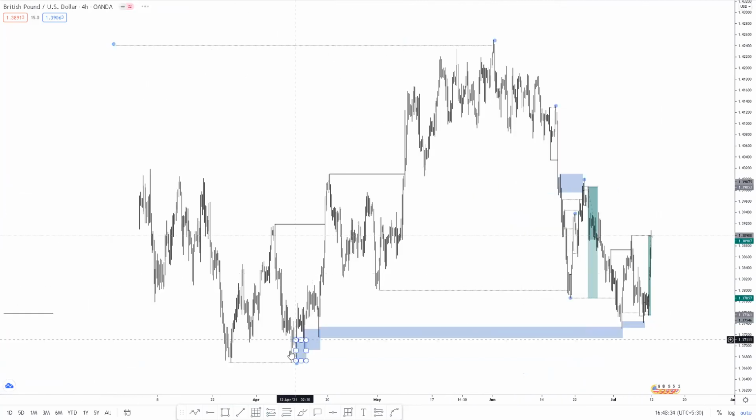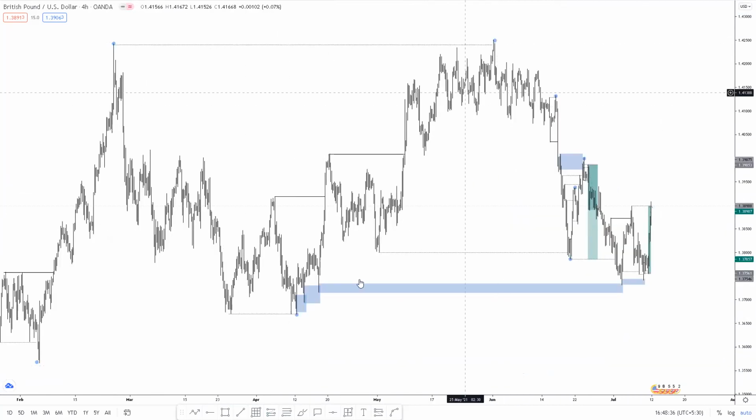Now I know even within this whole range right here, from this low to this high.